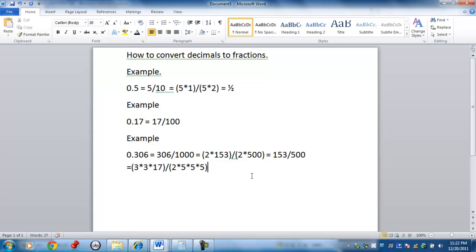Okay, so that was a short lesson on how to convert decimals to fractions.